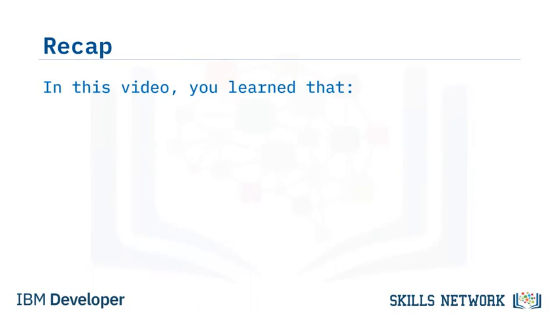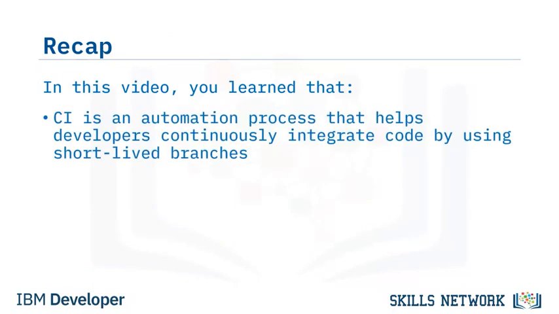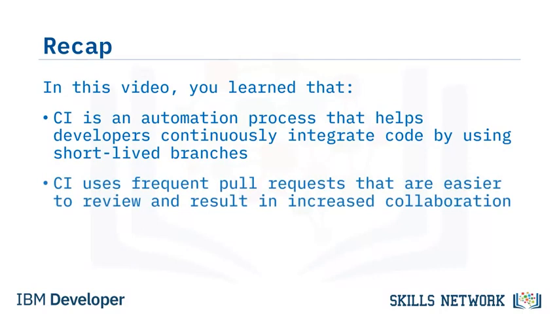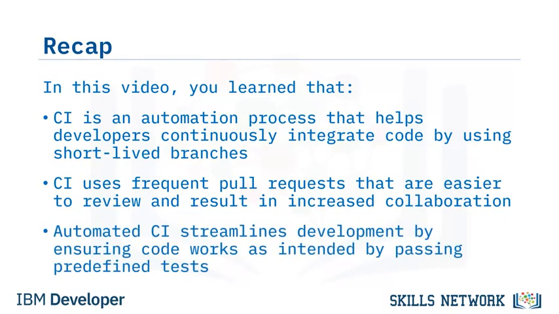In this video, you learn that CI is the process used to integrate code in small pieces frequently, taking advantage of short-lived branches. This encourages collaboration between developers who frequently discuss pull requests for concise changes. And there are tools that make implementing CI easy by streamlining development and testing.